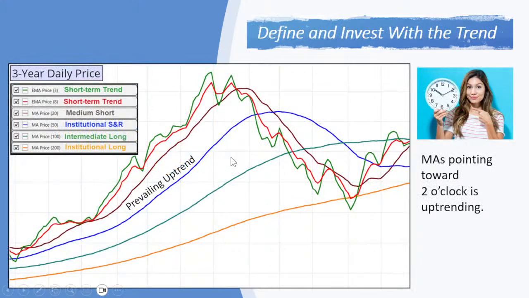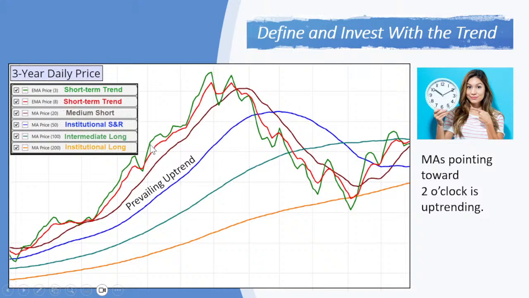All right. So we want to define and invest with the trend. This is what a prevailing uptrend looks like. We have 6 moving averages here. 200-day, 100-day, 50-day, 20-day, simple. Those are all simple moving averages. And then EMAs, the red line is an 8-day EMA. The green line is a 3-day EMA. Okay. What I like to do is, if I'm looking for a buying opportunity, I'm going to look for these short-term moving average crossovers, these bullish short-term moving average crossovers, right? The 3-day EMA crossing above an 8-day EMA, for example.